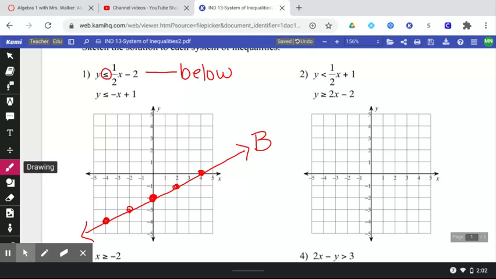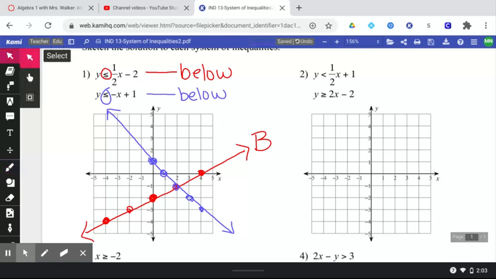Now, our second inequality, y is less than or equal to -x minus 1. Our symbol tells us it's going to be a solid line. And we are going to be shading below this one as well because it is also less than. But we start out at +1 and we go down 1 and over 1 and follow that pattern and make our solid line.